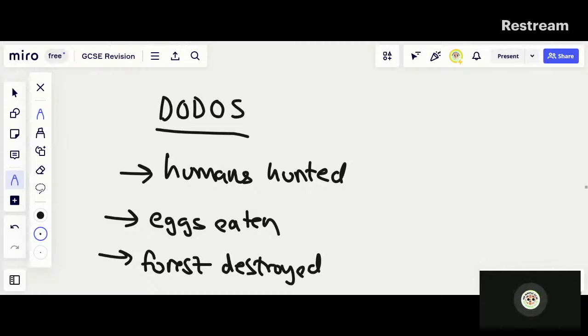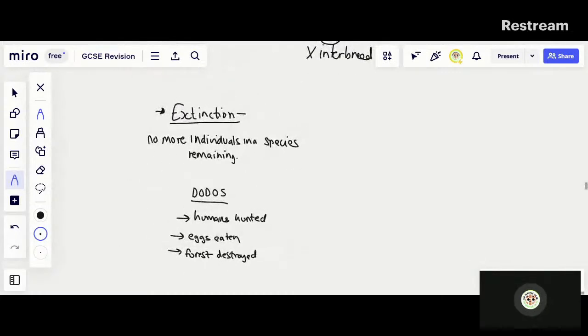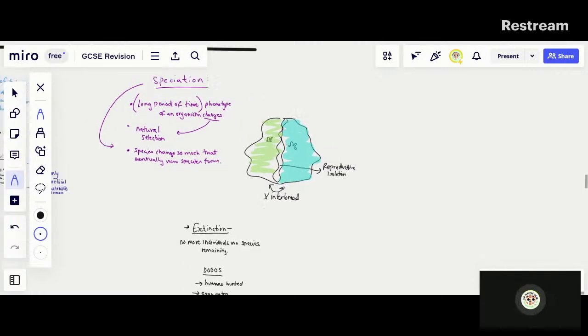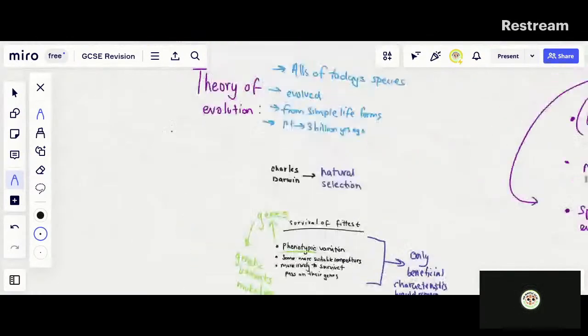So just think like that. You may get a case study similar to that and ask why they went extinct. Now let's just go back to evolution. So we looked at Darwin's theory, the theory of evolution.